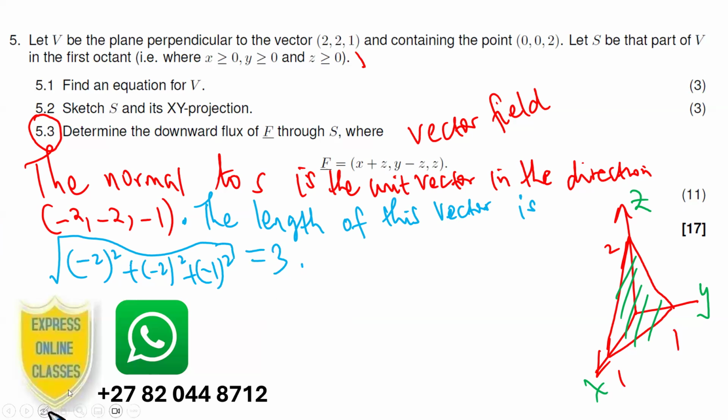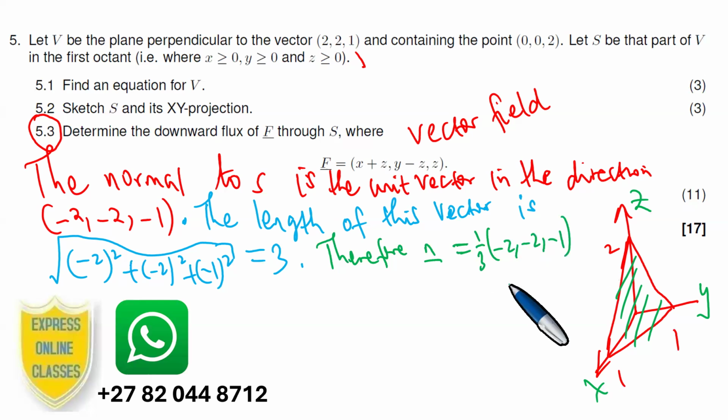This would therefore mean that for the normal vector, you divide by the length, so it's going to be one third of minus two, minus two, minus one. So that you have F dot N.